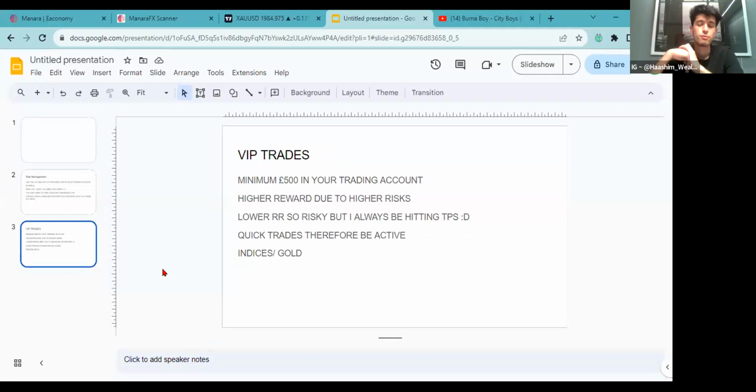Number 1, to get into the VIP trade ideas chat, you have to have a minimum of £500 in your trading account. Why is that? First of all, you're going to get big rewards. High reward means high risk, so your account needs to be able to handle it. There is no way a £100 account will be able to handle a VIP trade. Trust me, it won't.